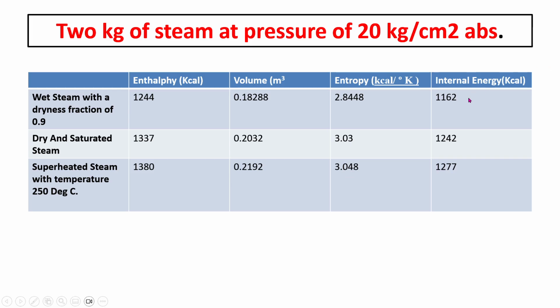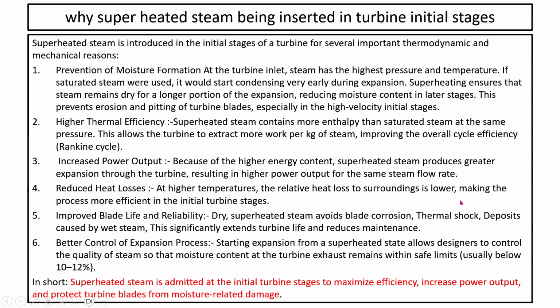Entropy is also like that: 2.8 for wet steam, 3.03 for dry saturated steam, and for superheated steam it is more. Similarly, internal energy is 1162 for wet steam, 1242 for dry saturated steam, and 127 again for the superheated steam. So now I have discussed all three cases, wet steam, dry saturated steam, and superheated steam, for your enthalpy, specific volume, entropy, and internal energy.